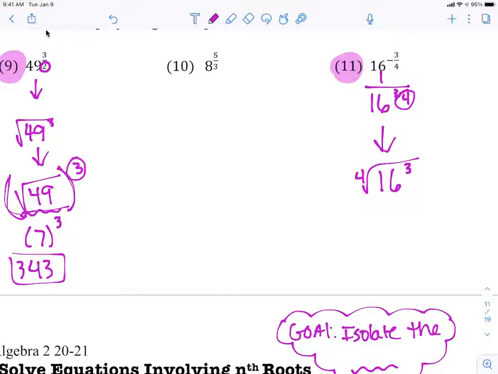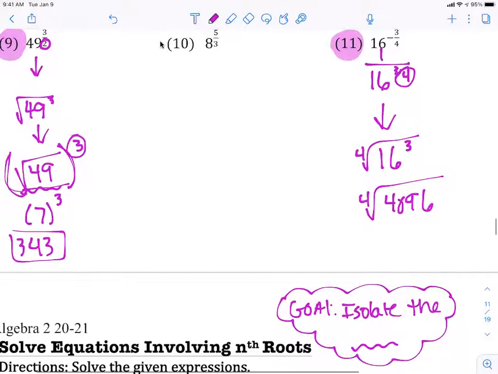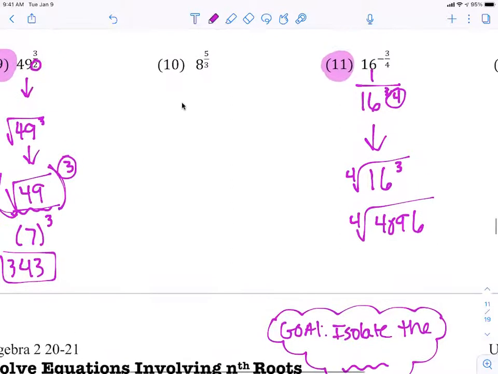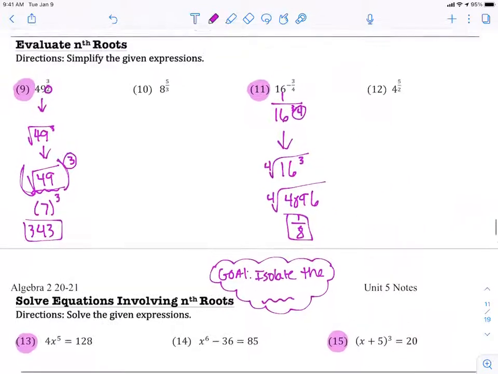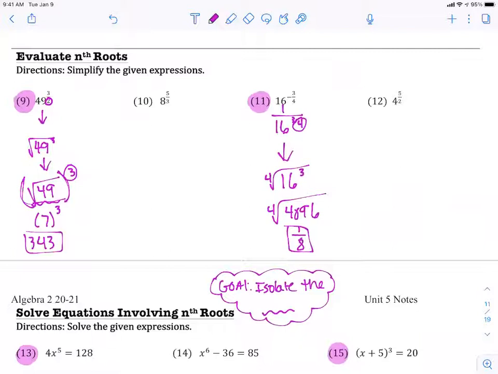Here, if you want to do the opposite, if I take 16 and I cube it, that's going to give me 4,096, which then, of course, we take the fourth root of, and we get our final answer of 1/8. All right. So pause your video now and try examples 10 and 12.